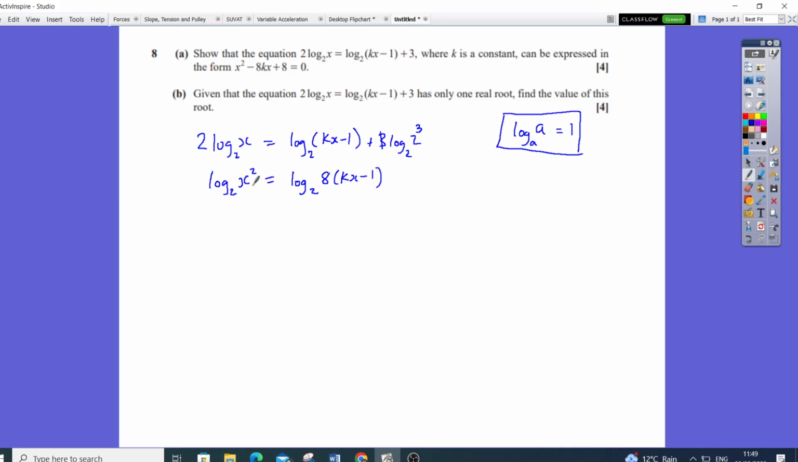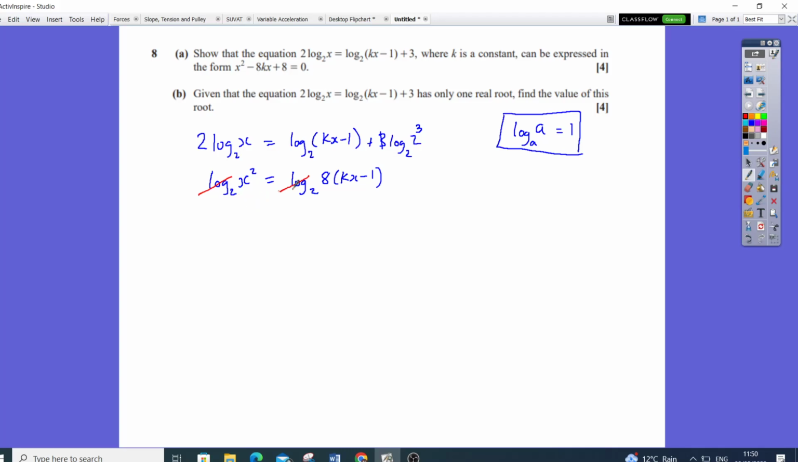And the beauty about this is, once we combined everything, you've just got logs on this side and logs on this side. And what you can do now is quite simply just get rid of the logs. You can only do this when you've got it all together. Down here you couldn't go around cancelling logs. They all have to be log to something and log to something, then you can cancel it. You can't have the adds and the 2's in front.